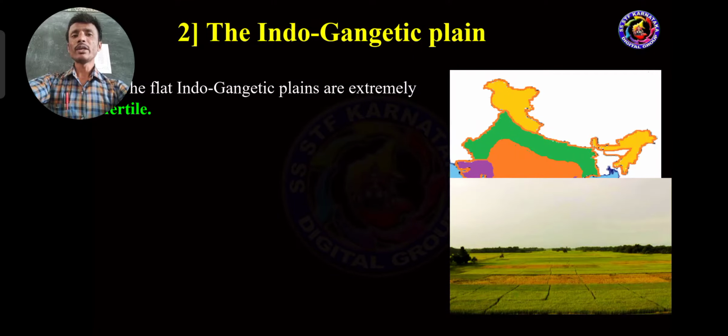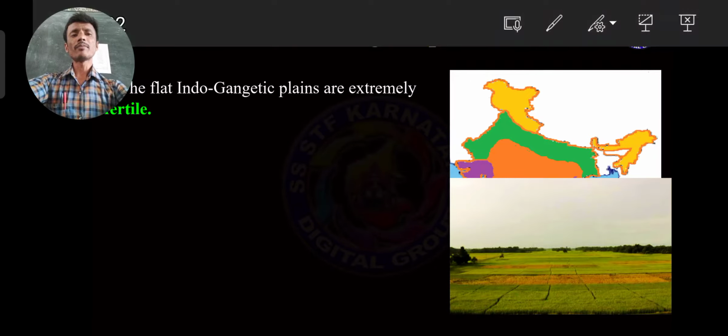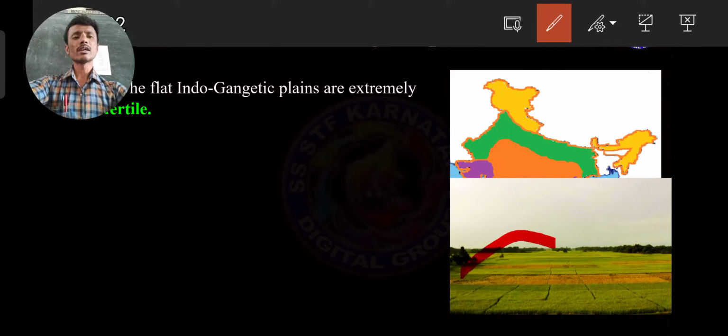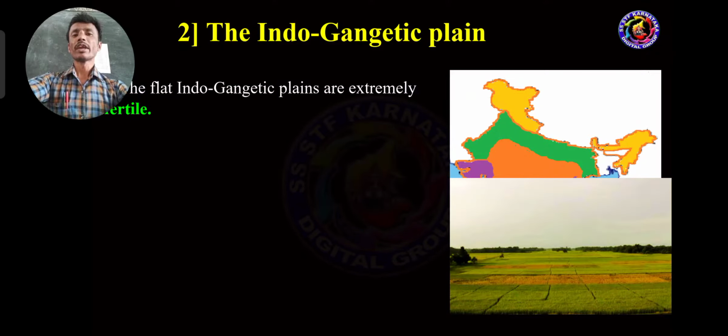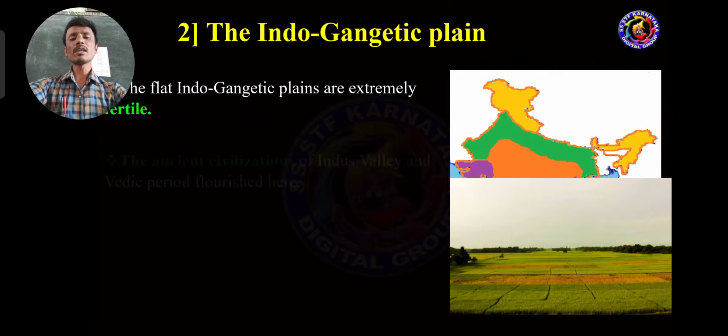The flat Indo-Gangetic plains are extremely fertile. What is the meaning of flat here? Having a level surface of land. Look at this, it is available as level surface land, so that we should consider it flat. Fertile means quality soil. The soil is of very high quality, so production is available more and more. So the Indo-Gangetic plains are extremely fertile.